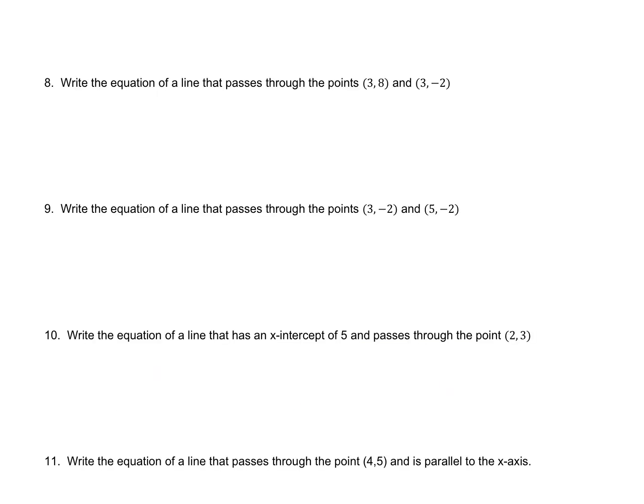Okay, last few questions. So let's look at number 8. Number 8 says write the equation of a line that passes through the points 3, 8 and 3, -2. So what's my first step? I need to find what? The slope. I need to find the slope.